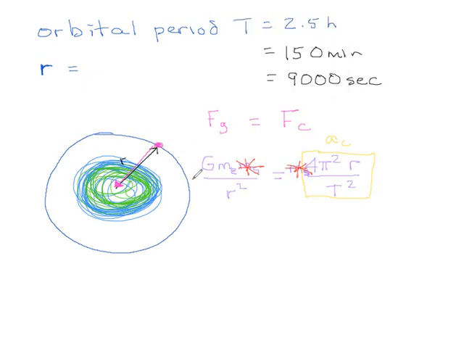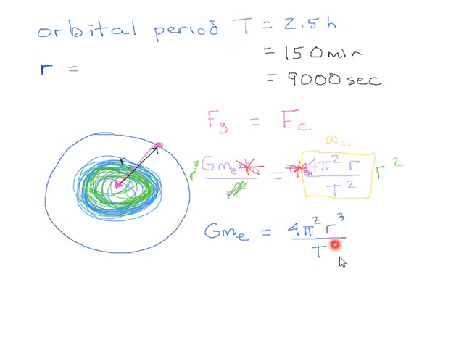What if we multiplied both sides by r squared? Those r squareds cancel. And what do we get now if we clean this up? On the left, we have the gravitational constant times the mass of the Earth. On the right side, we have 4 pi squared. We have r times r squared, which makes r cubed, over the period squared. So that's good. At least we have all our r's in one place now.